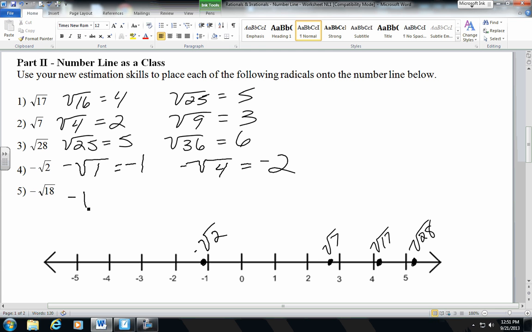Number 5, negative square root of 16 is the perfect square below 18. That's actually greater than. And negative square root of 25 equals negative 5. So we know our answer should be in between negative 4 and negative 5. And 16 is closer to 18, or 18 is closer to 16 than it is to 25, so our answer should be closer to the negative 4. So our dot should be right there, and above it, negative square root of 18.